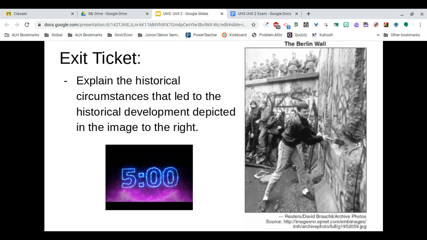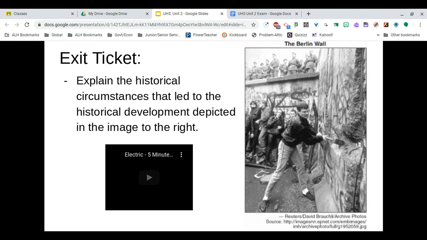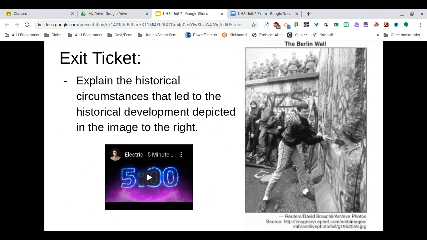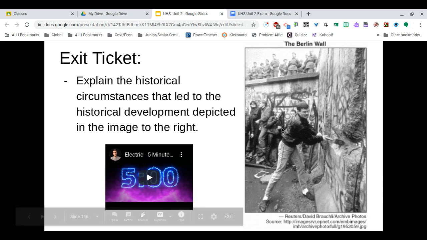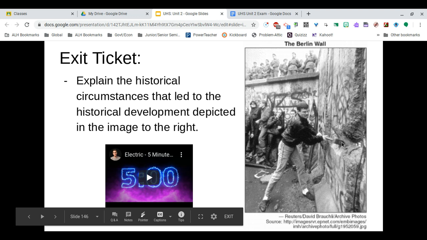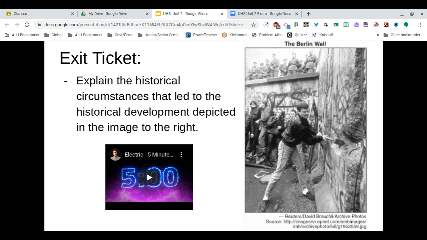All right, so normally I don't give you an exit ticket, but I wanted you to get that CRQ practice. So explain the historical circumstance that led to the historical development depicted in this image. So in this image, we see someone smashing the Berlin Wall. Here you have all the Western Berliners, the Berlin people that were part of Western Germany, that were part of the United States. Up here, you can see a lot of the Soviet soldiers standing on top of the wall. And what this image is looking at, he's smashing it open. This is one of the most famous images for the Berlin Wall. And again, I'll give you answers to these on the next day.